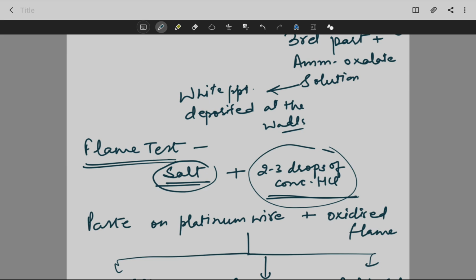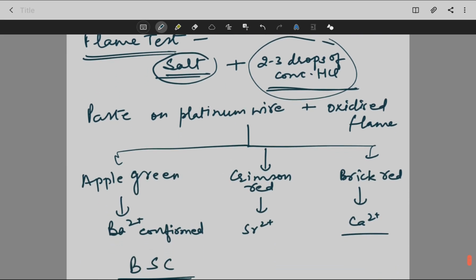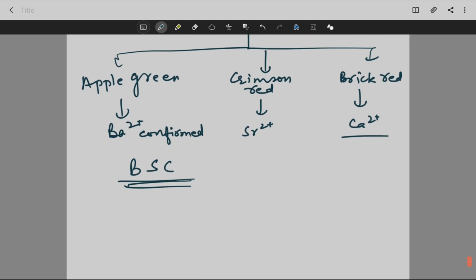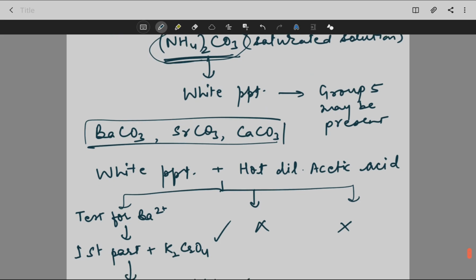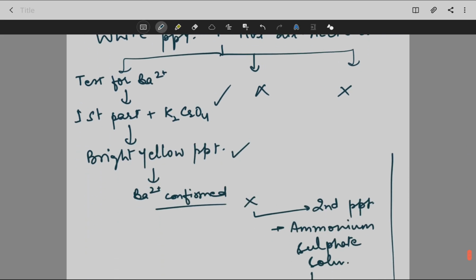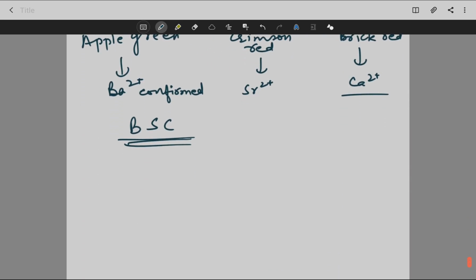If you are taking barium nitrate as such, then it may not give the flame test. So that is why it needs to be converted to the chlorides by adding concentrated HCl. Now, if there is no white precipitate after adding ammonium carbonate, it means we need to move to group 6. Now what are the radicals present in group 6?